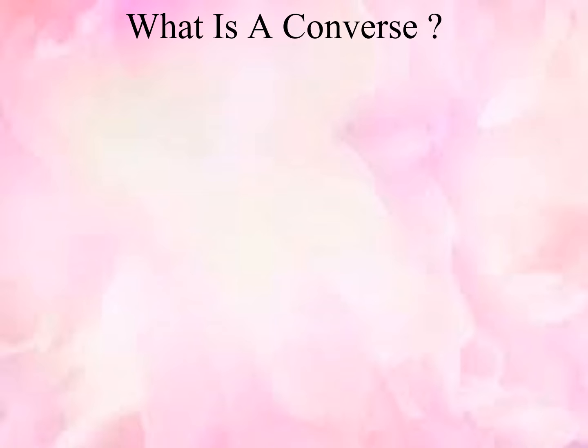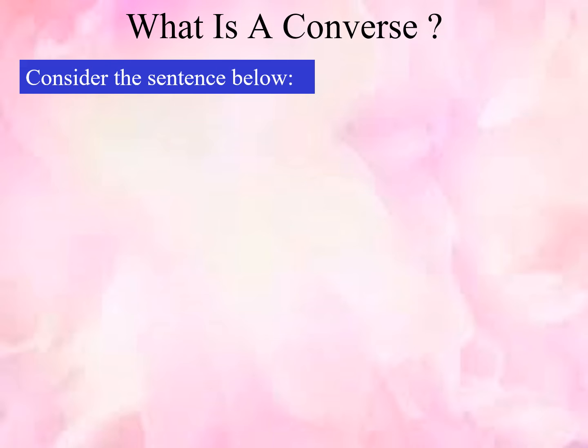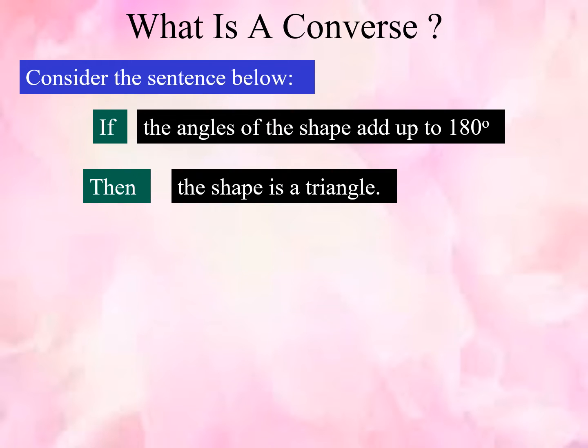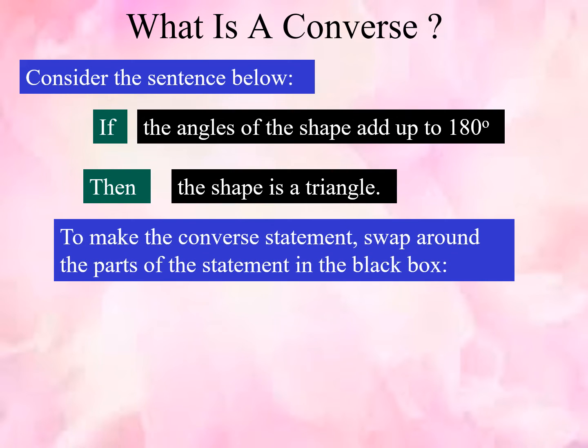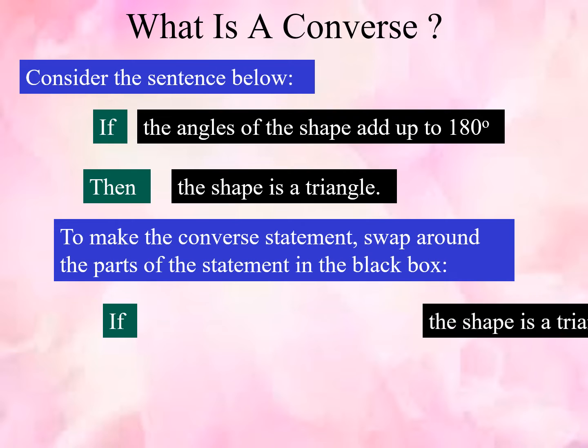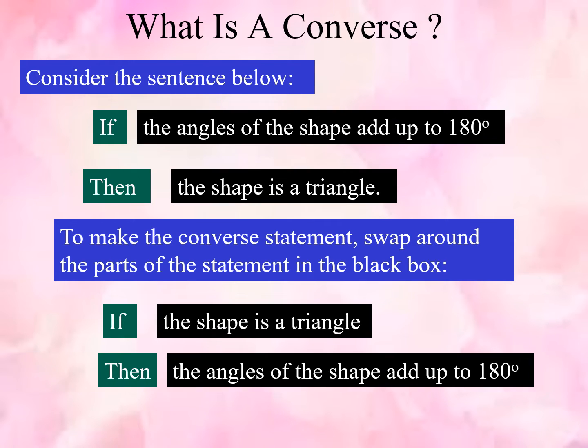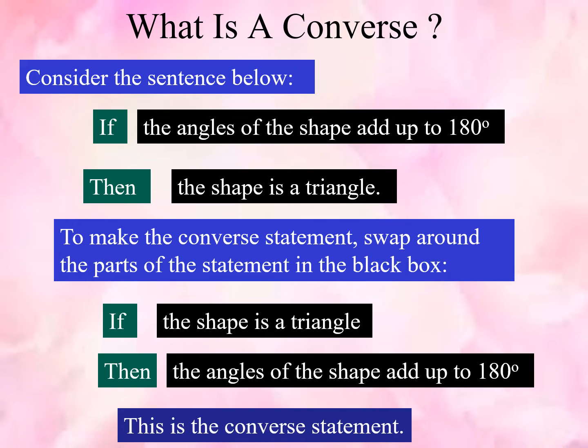Before we get to the converse of the Pythagorean theorem, first we are going to analyze what a converse is. Consider the sentence below. If the angles of the shape add up to 180 degrees, then the shape is a triangle. To make the converse statement, swap around the parts of the statement in the black box. So if the shape is a triangle, then the angles of the shape add up to 180 degrees. This is the converse statement.